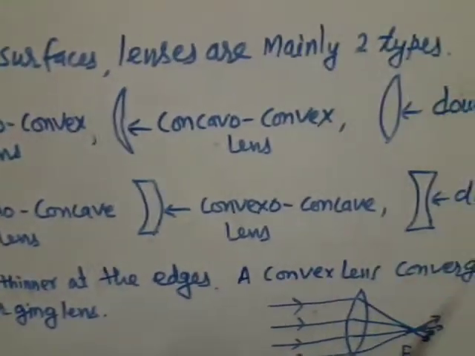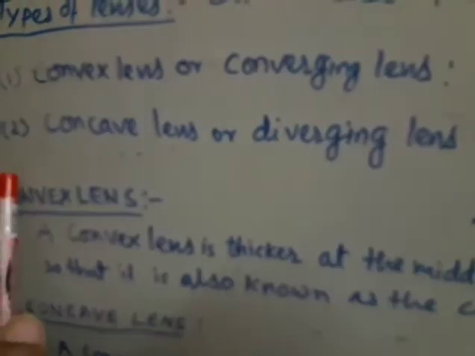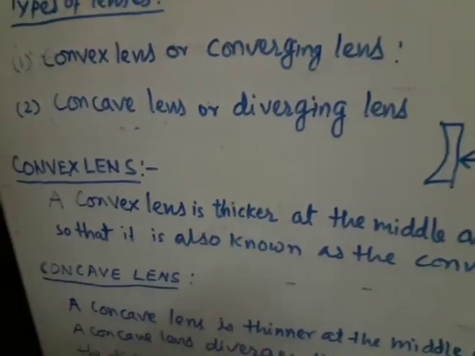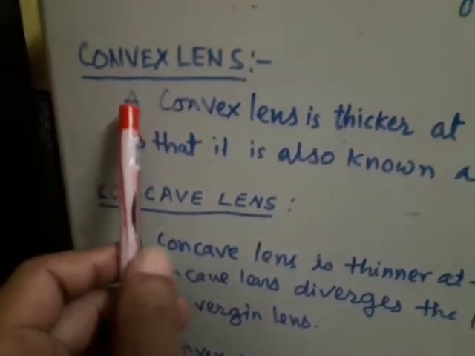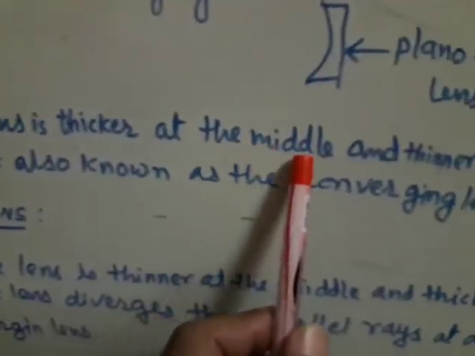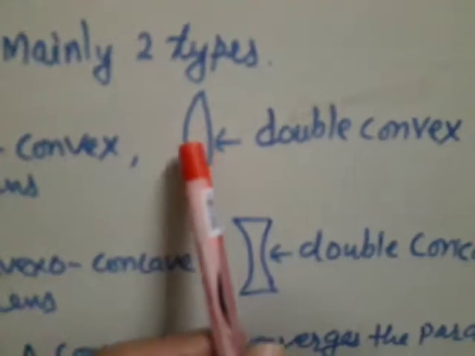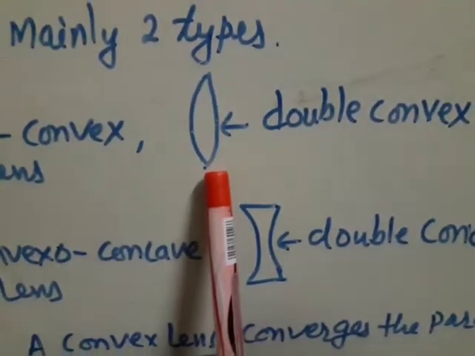So, on the basis of the spherical surfaces, we classify the lenses into six types, but all these are mainly two types. One is the convex lens or converging lens, the other is the concave lens or diverging lens. Now first of all, what is a convex lens? A convex lens is thicker at the middle and thinner at the edges. Just see that it is thicker at the middle and thinner at the edges.